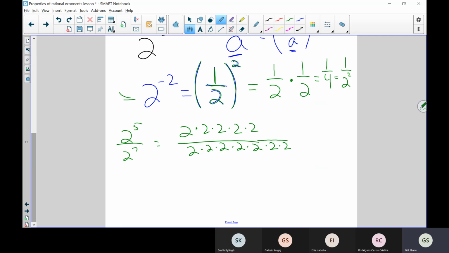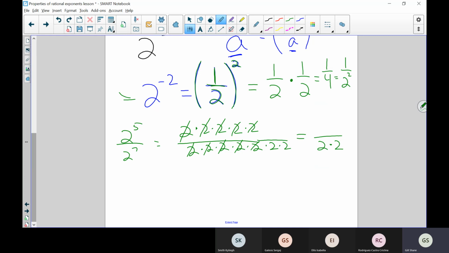Well, again, some of these 2's are just going to cancel out and become 1's. So 2 divided by 2 is just 1. 2 divided by 2 is 1. 2 divided by 2 is 1. 2 divided by 2 is 1. 2 divided by 2 is 1. So now we're only left over on the bottom with 2 times 2. So what's left over on the bottom?